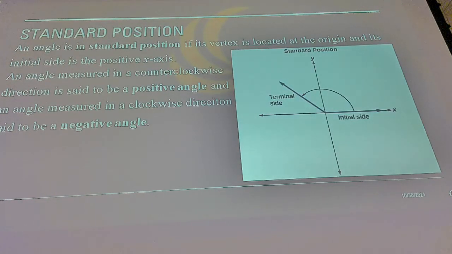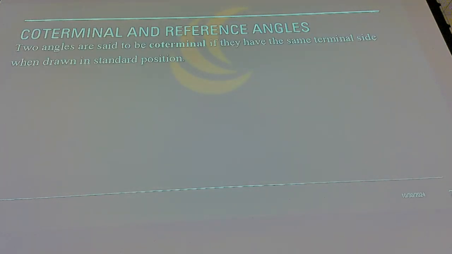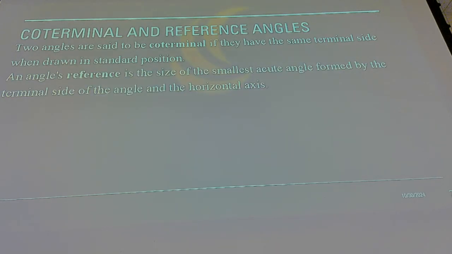We say two angles are coterminal if they have the same terminal side when drawn in standard position. Reference angle: an angle's reference angle is the size of the smallest acute angle formed by the terminal side of the angle and the horizontal axis.